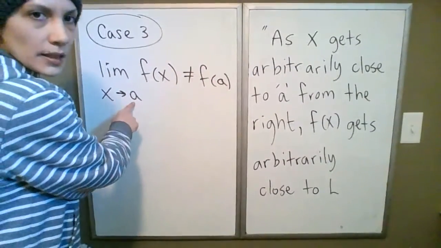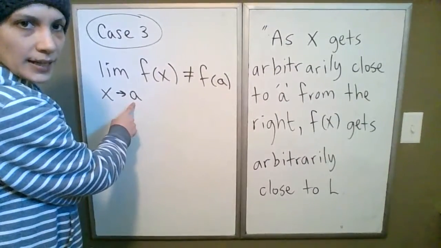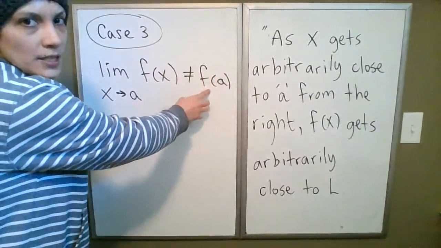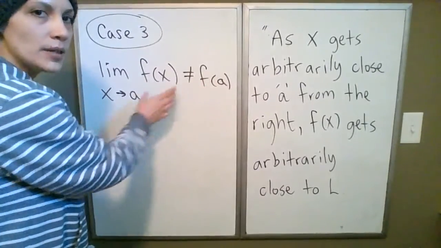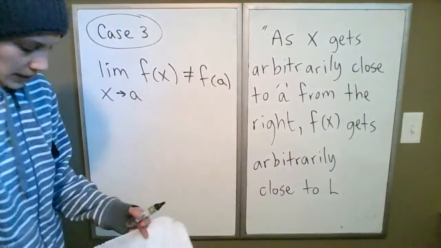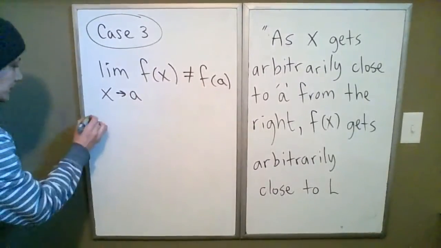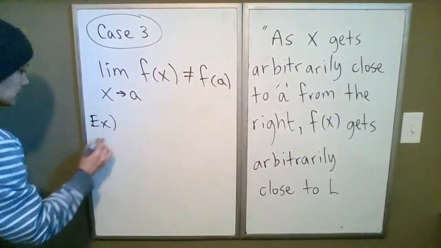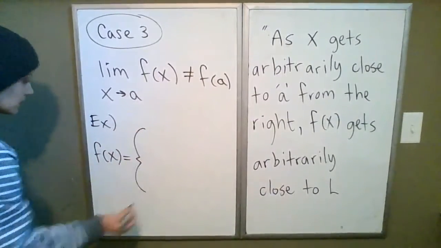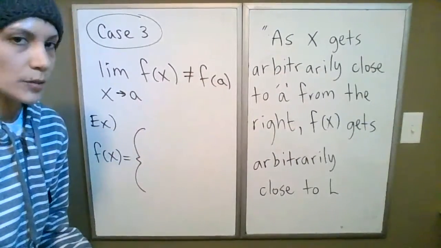So we're kind of looking at this particular number A and where the function sends A. It turns out the function sends that number A to some other value that's different from the limit. Our example is to have f of x equal to sine of x for x not equal to pi over 2.